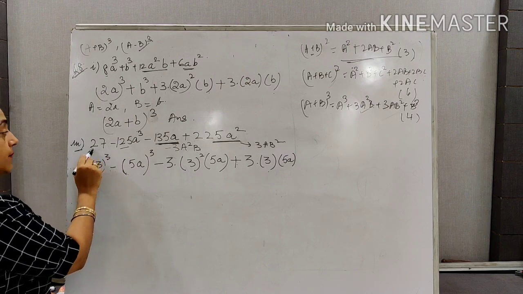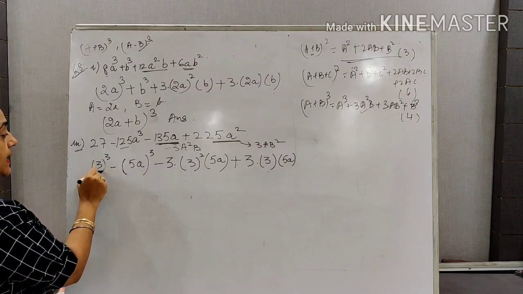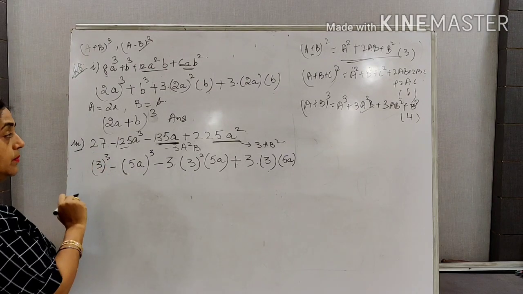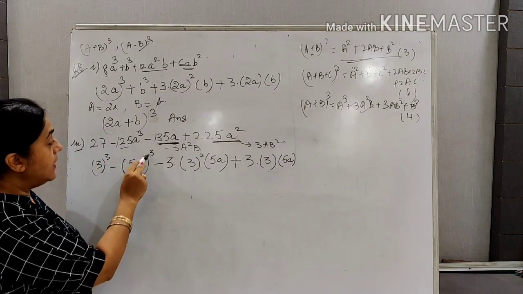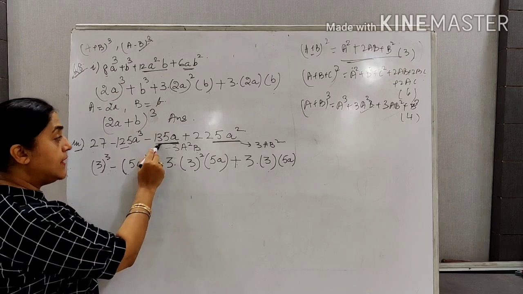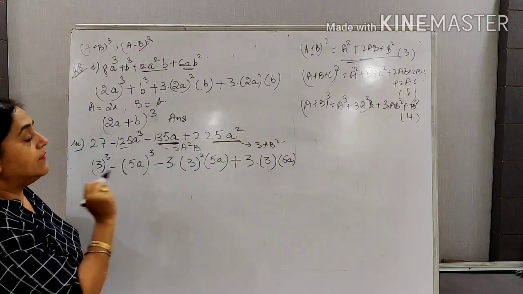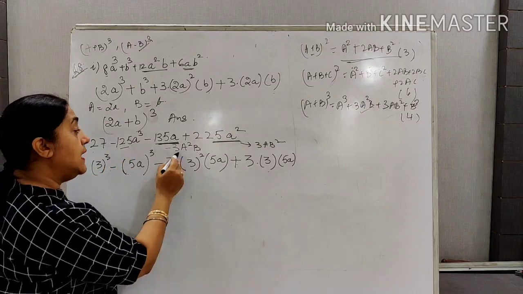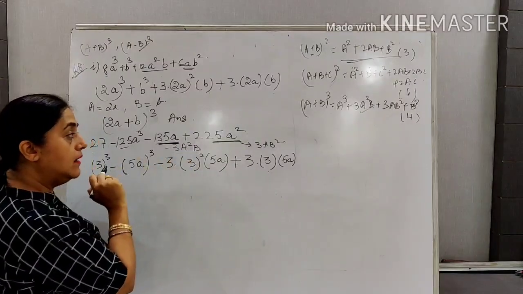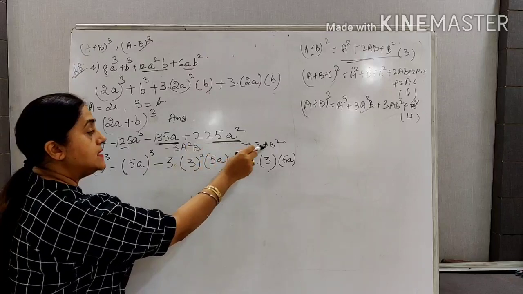Now, when I am writing 27, I can write it as 3 cube. 125a cube is the same as 5a whole cube. 135. Now the problem comes here. 135a or 225a square. Now the negative sign says that it is of the sort a square b, and here positive means it is ab square.